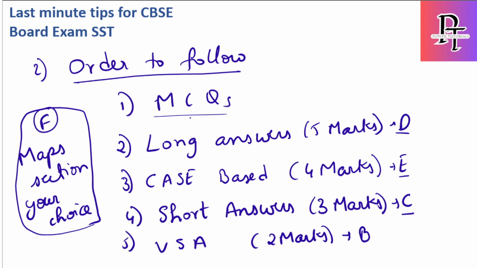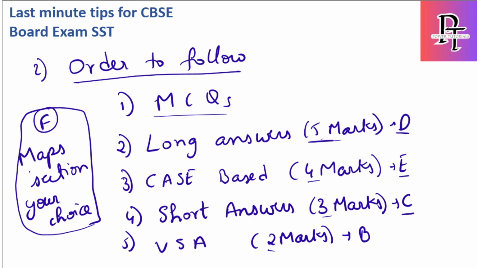But this is for those who feel that all sections are at almost the same confidence level. If all are at the same confidence level, then start with long answers, because the weightage is more. Whenever you start your exam, your mind will be fresh, so it's better to start with the long answer questions so that you get more marks here. Whatever ideas you have in the brain will be fresh. So start with long answers, 5 marks, then go for the case studies, which are of 4 marks, then go for the short answers, 3 marks, and then go for the very short answers.